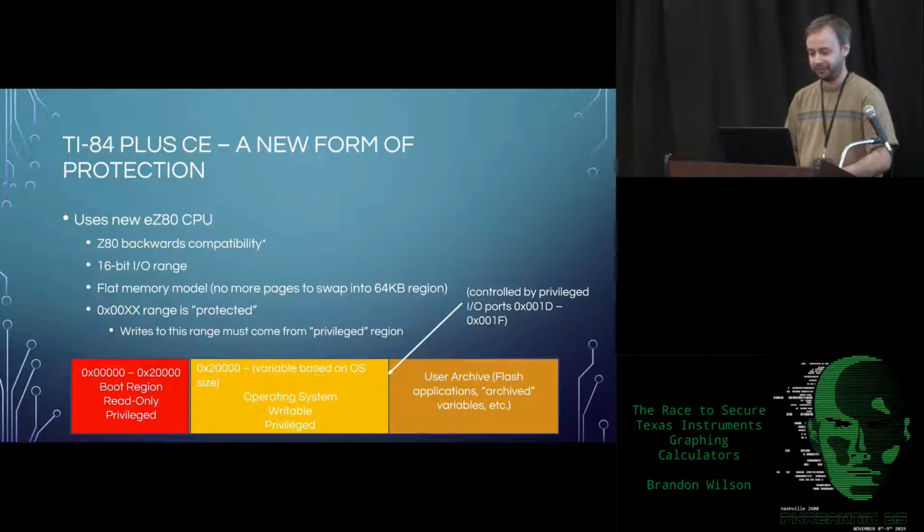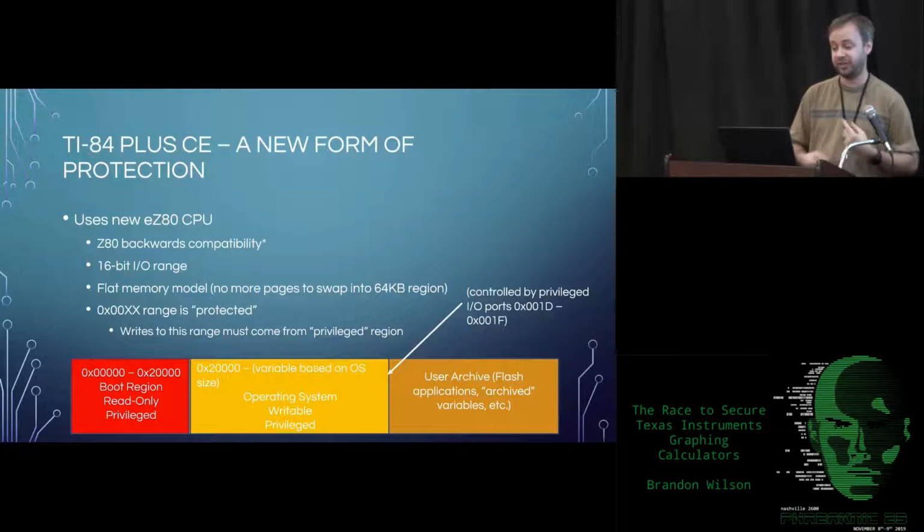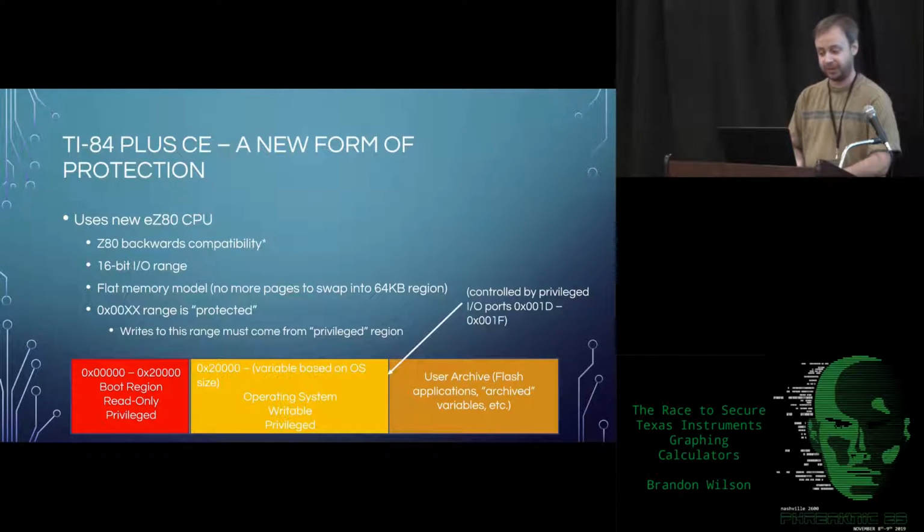So the constant toggling of port 21 actually slows the calculator down to the point that performance really isn't that great, so they actually ditched that model. Don't buy it, it's really slow and awful. And they ditched it in favor of the TI-84 Plus CE, which is a brand new color calculator with a different eZ80 CPU.